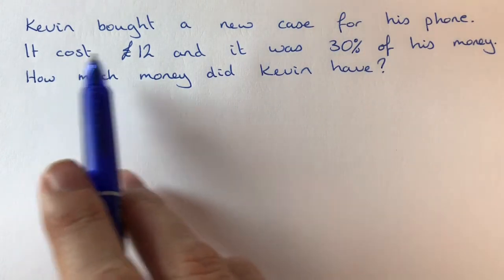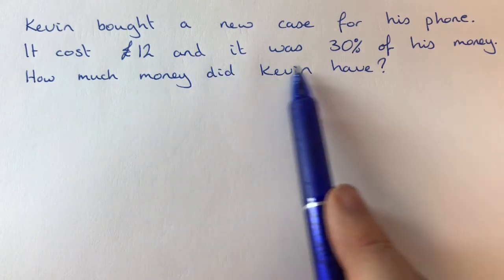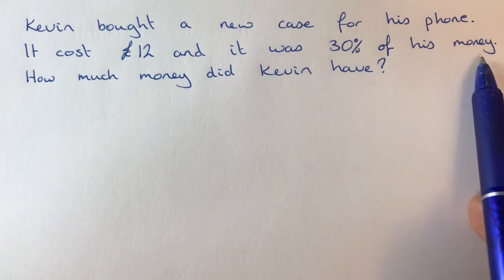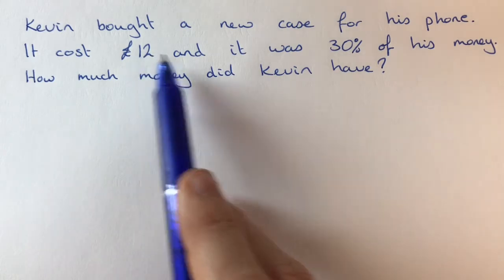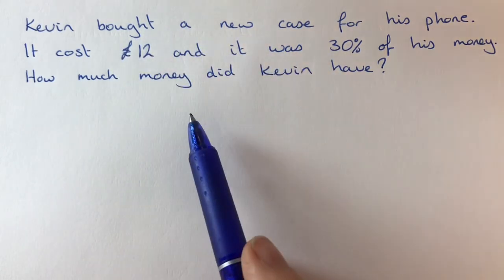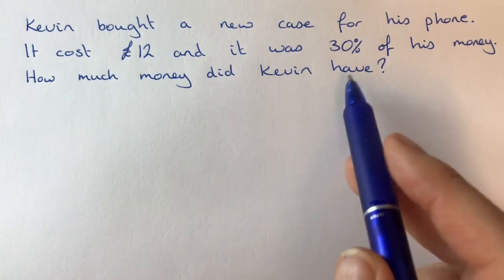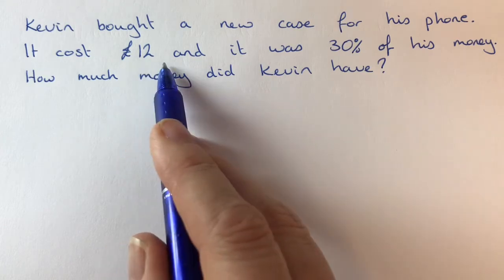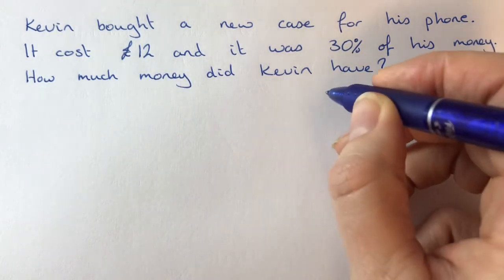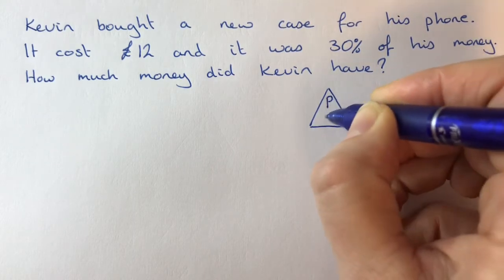So here's a question. Kevin bought a new case for his phone. It cost him £12 and that was 30% of his actual money. How much money did Kevin have? And you should understand from that, that is before he bought his phone. So what do we know here? Well, it's a standard percentage question again, so we're going to use our standard formula, PISA.